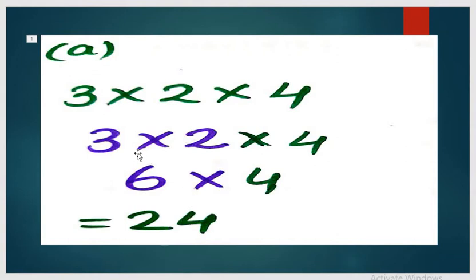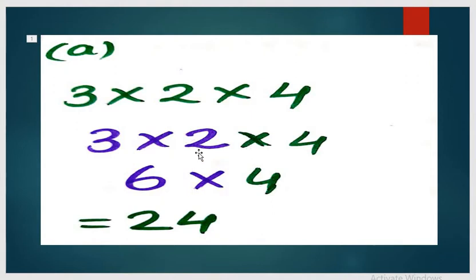Understood, all students? How is it possible? First of all we write the question, 3 multiplied by 2 multiplied by 4. First we multiply the first two numbers: 3 2s are 6, and then multiply by 4. 6 4s are 24.